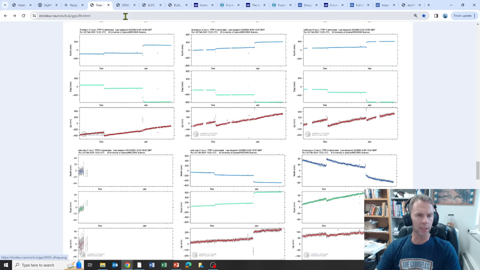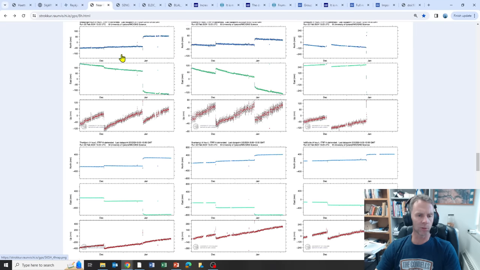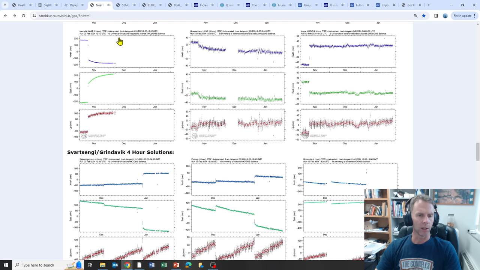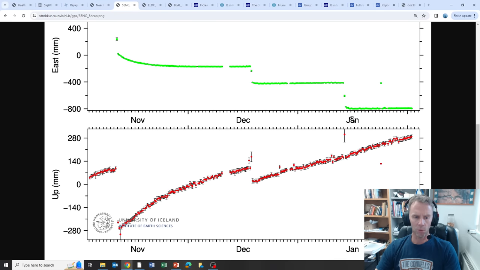GPS data. So GPS data, I'll just show you a few of these. And again, the links for all of these are in the video description, so if you want to dig into the data yourself, spend some time with it, go for it, that'd be great.